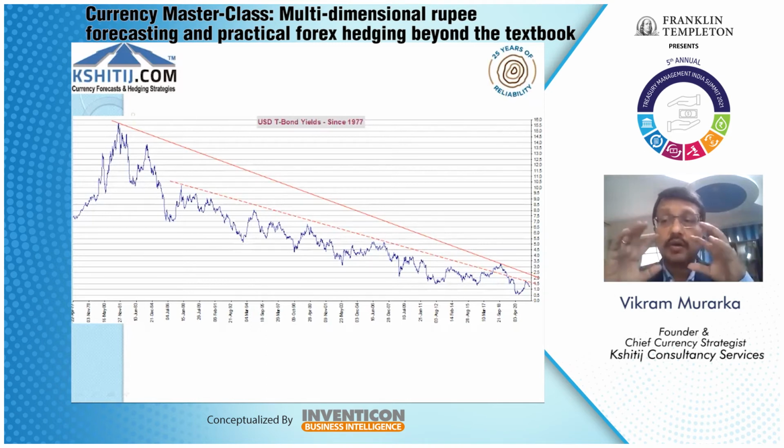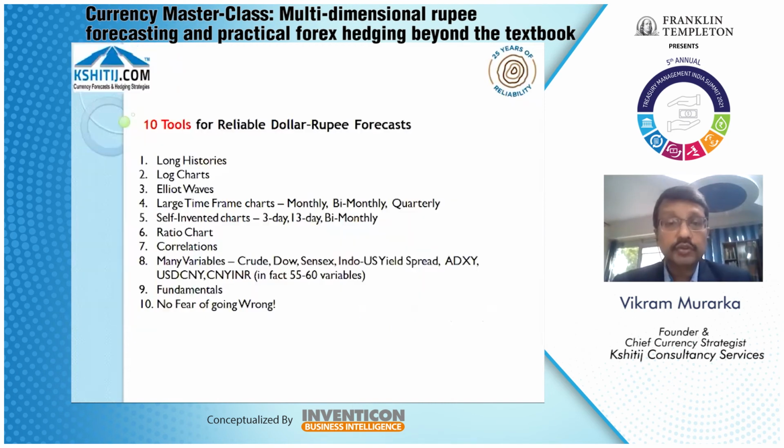So this is how we are able to combine fundamentals and technicals together to have a good view on the markets, using Brent, using the treasuries, putting them together, figuring out inflation, and therefore also dollar rupee. Okay. So the tools that I have shared with you, 10 tools that we have, are for reliable dollar rupee forecasts and long histories, the use of log charts, the use of Elliott waves, of course, and of course trend lines. I've not mentioned that here, but trend lines, we can't live without trend lines.